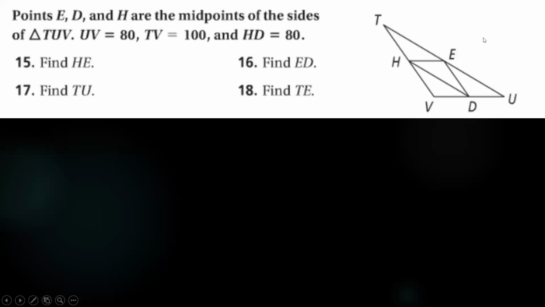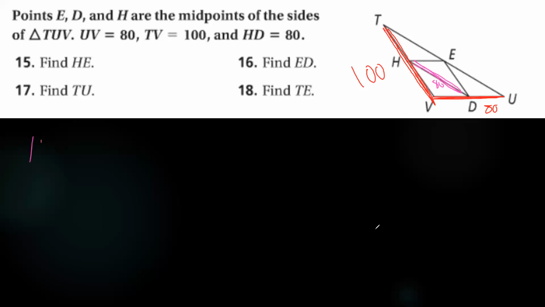Points E, D, and H are the midpoints of the sides of the triangle TUV. Now, if you know that UV, this side here, is 80, and TV is 100, and HD, this small side here, is 80. Now, find HE.